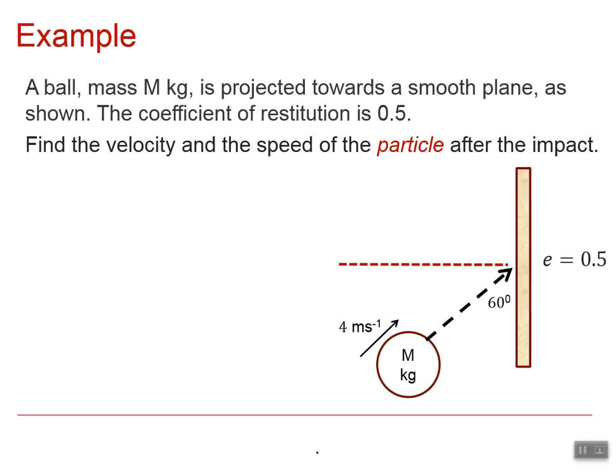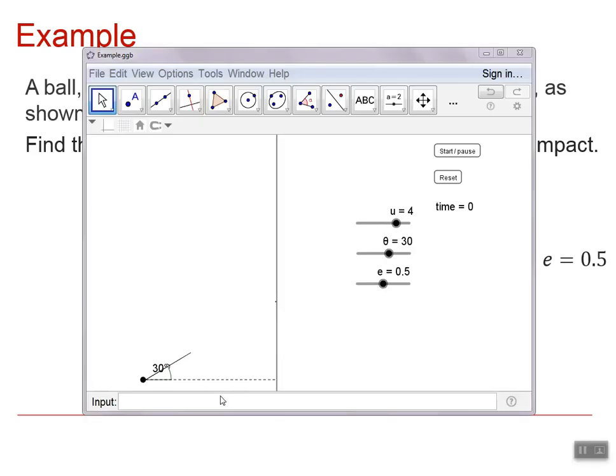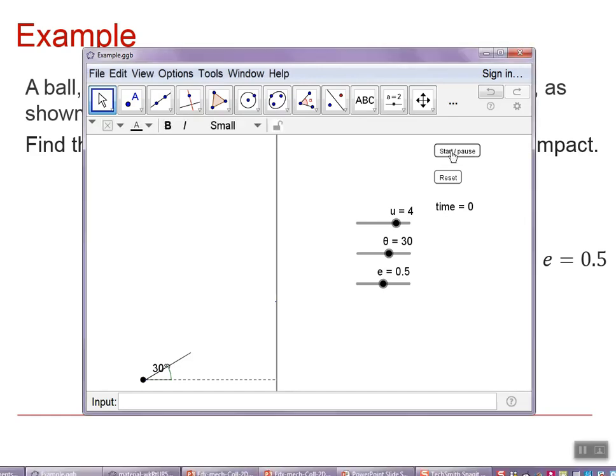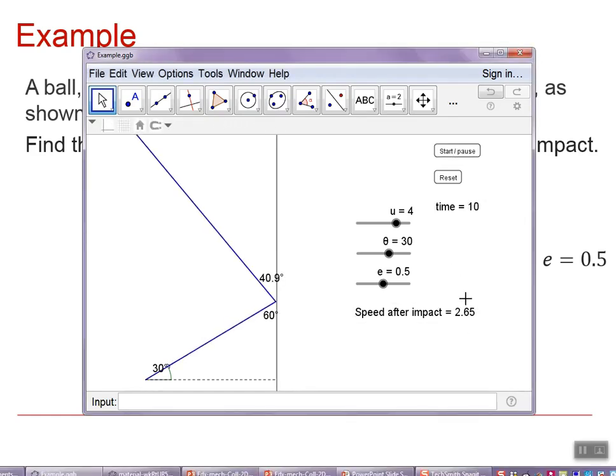So in this example here, we have a ball of mass m kilograms, and it's being projected towards a smooth plane as shown. The coefficient of restitution is 0.5, and we need to find the velocity and the speed of the particle after the impact. Here we can see the GeoGebra file that we are modelling that situation with, and we can see that the speed after impact is 2.65. So let's have a go at doing it and see if we get that answer.